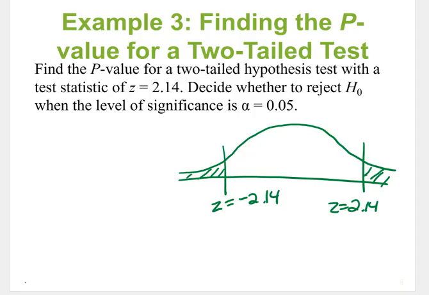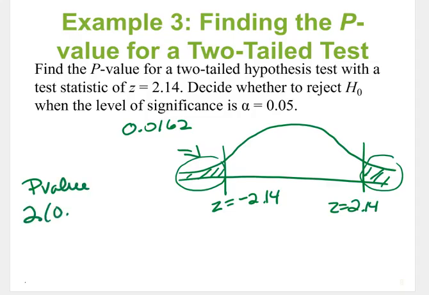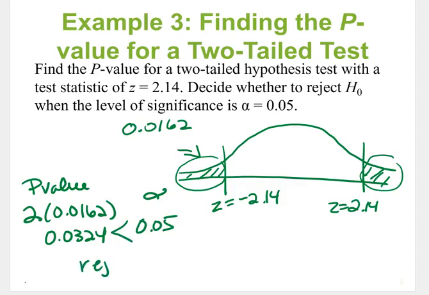So the two areas are exactly the same, and I'm going to find this one because that's what's easier to find on my chart. If I go to my chart and look up that area, it turns out to be 0.0162. Because I have two of them, I have to multiply that by 2. So my p-value is 2 times 0.0162, which turns out to be 0.0324. Then you compare that to your alpha, which is 0.05. Notice the p-value is lower, so we should reject our null in this case.